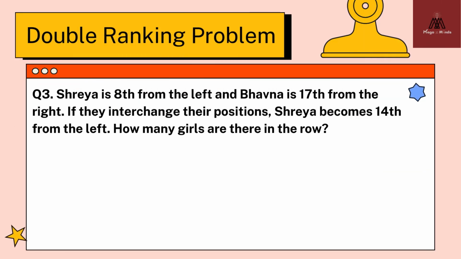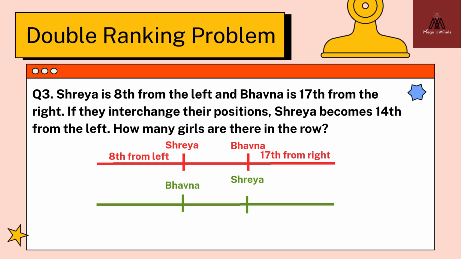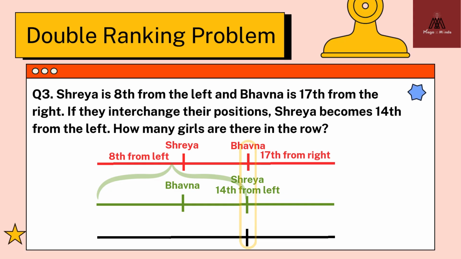Let us now solve a different type of question, wherein the participants interchange their positions. It is given that Shreya is 8th from left, and Bhavna is 17th from right. In the second part of the question, they interchange their positions. Now, Shreya becomes 14th from left. If we observe this particular position carefully, it is 14th from left and 17th from right, using which we need to find the total number of girls.